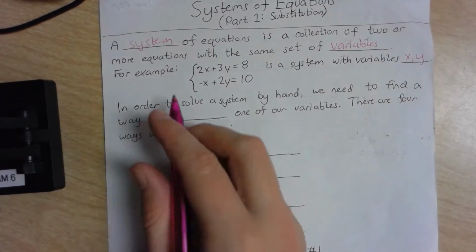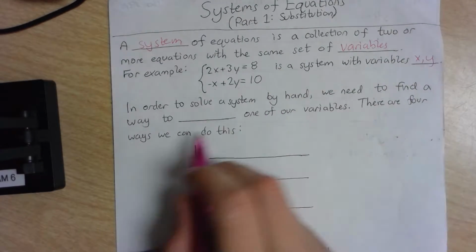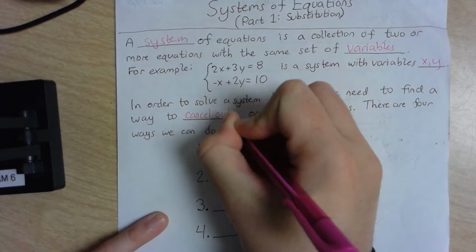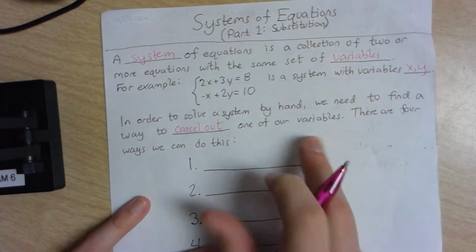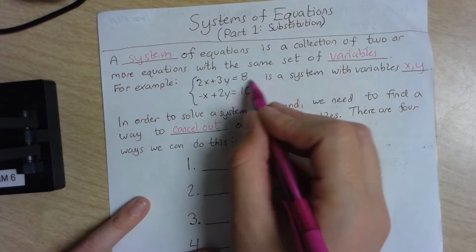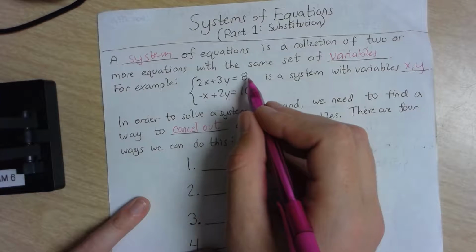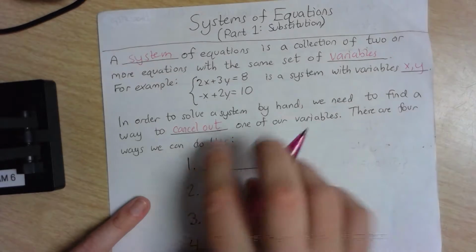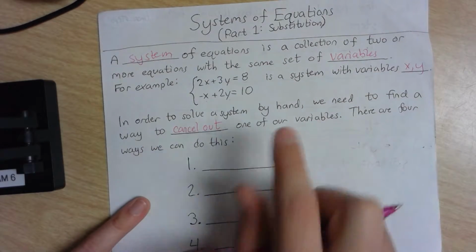Alright, so in order to solve a system by hand, we need to find a way to cancel out one of our variables. Okay, so up here, if I told you to solve for x, you're going to get a y on the other side of your equation. You don't want that. You want that to be a number in order to solve it. So we need to cancel out one of our variables so that we can solve for the other one.